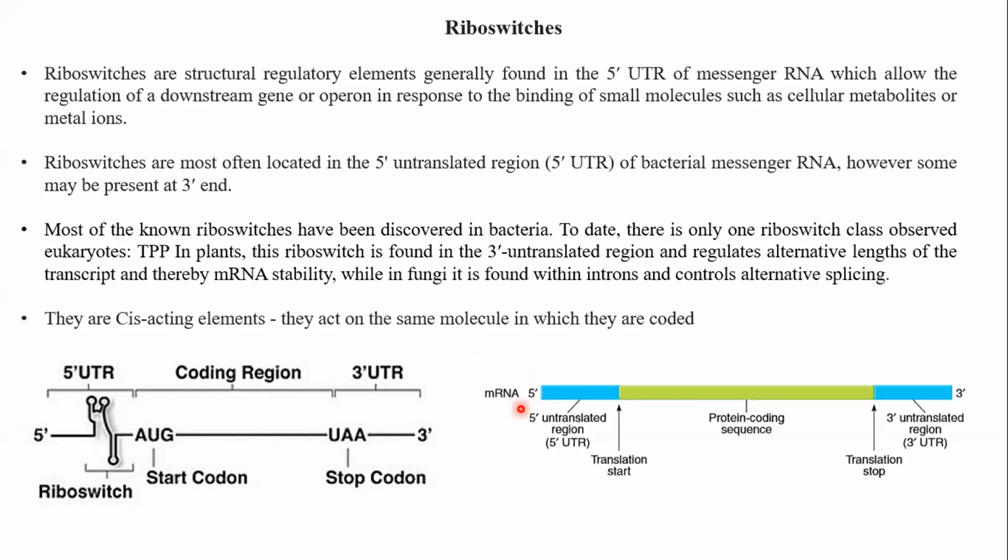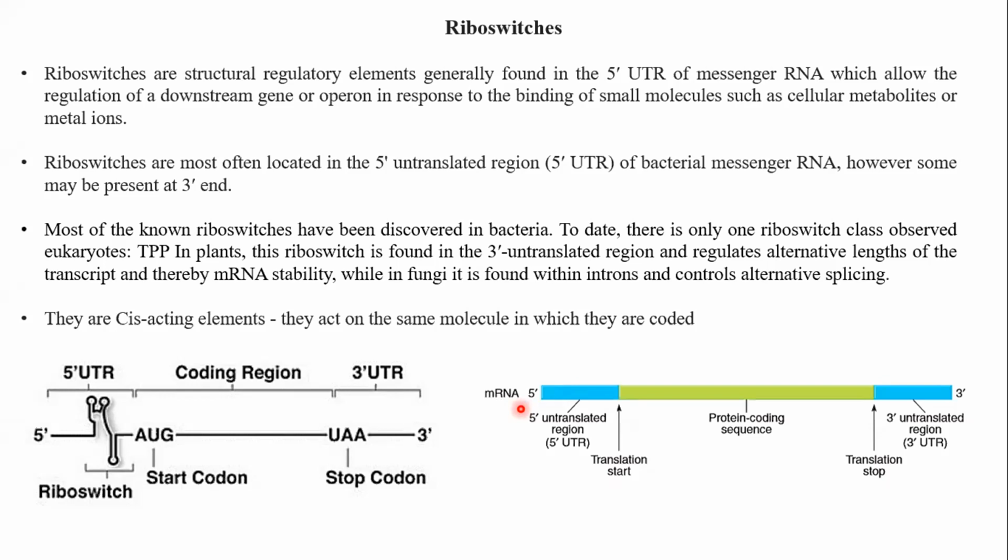The first point is the definition. Riboswitches are structural regulatory elements generally found in 5' UTRs of messenger RNA, which allow the regulation of a downstream gene or operon in response to binding of small molecules such as cellular metabolites or metal ions. This is a long definition. We'll come to this definition later.